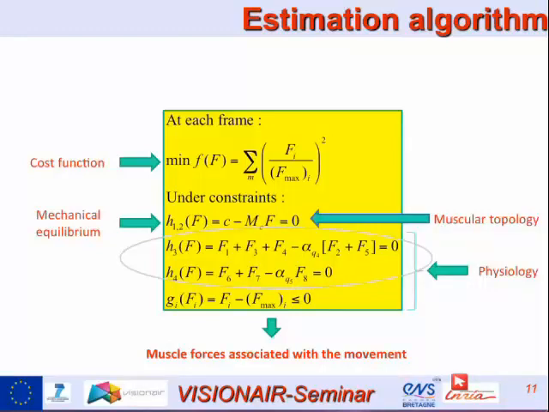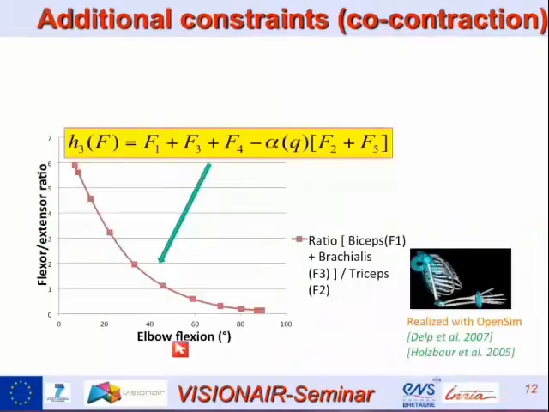Let's come back to physiology again, just to have a focus on co-contraction. So here you have the elbow flexion, the angle of the elbow, and the ratio between flexor and extensor in the elbow. So if I remember well, biceps and brachialis are flexors and triceps is an extensor here, and we obtained this co-contraction ratio, alpha, with OpenSim.